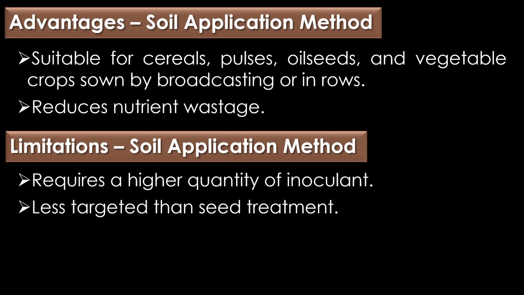Soil application method is suitable for cereals, pulses, oilseeds and vegetable crops sown by broadcasting or in rows. And finally, it reduces nutrient wastage. Limitations. There are two limitations for soil application method. The first one is that it requires a high quantity of inoculant, and the second limitation is it is less targeted than seed treatment.